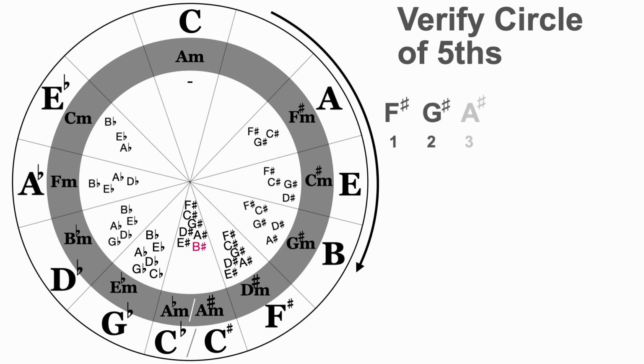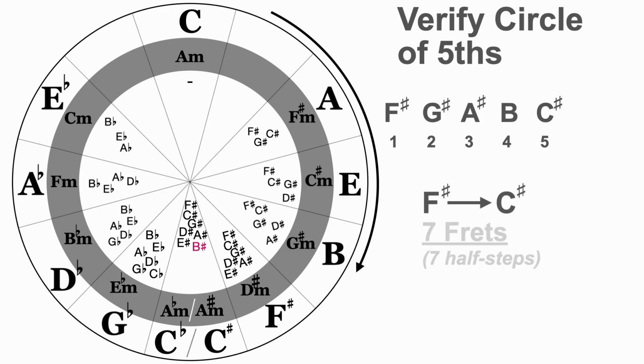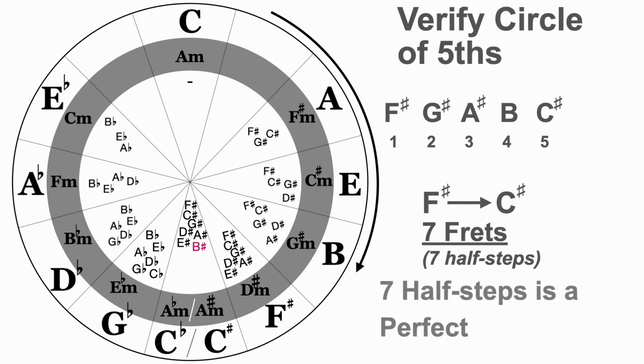So we're going from our F sharp major to our C sharp major. And again, that's 5 notes. And going from that F sharp into the C sharp, that indeed is 7 frets, 7 half steps, 7 semitones, which gives us our perfect fifth. So it's verified going from the F sharp major into the C sharp major. It's still the perfect fifth.